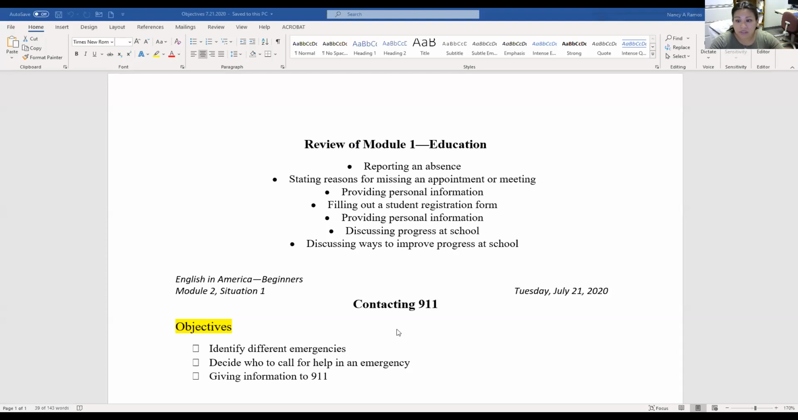This week we will learn about emergencies. Okay, our first lesson today is called Contacting 911. Here are our objectives. We are going to identify different emergencies. Okay, so we are going to talk about different types of emergencies. We will also decide who to call for help in an emergency and how to give information to 911. Okay, so let's go ahead and start our lesson.